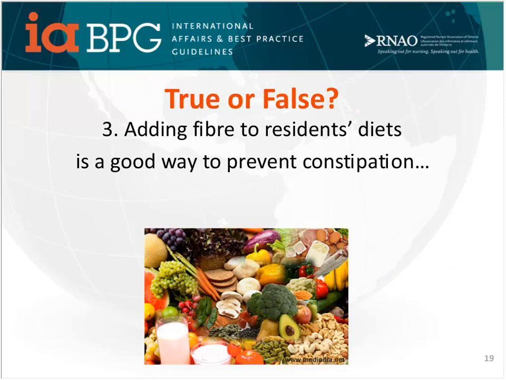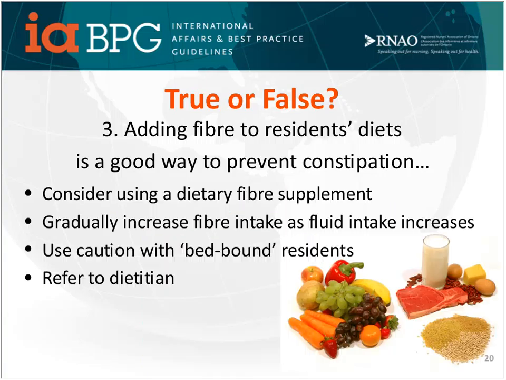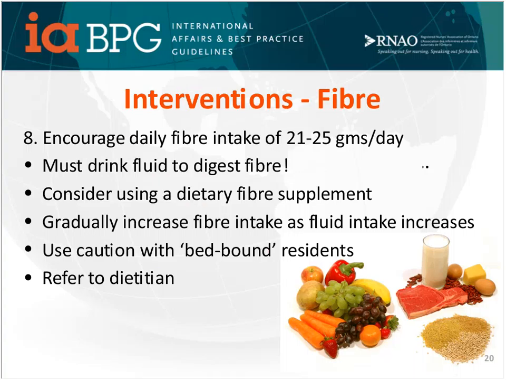So our next true or false question was, adding fiber to residents' diet is a good way to prevent constipation. Pretty much everyone felt that was true, and most of the time it's true, and you might find that one surprising too. The reason we're saying most of the time is because residents who are at risk, who are immobile, might require less dietary fiber. So it's important to work with your dietitian and to come up with an amount of fiber that's adequate for the resident.